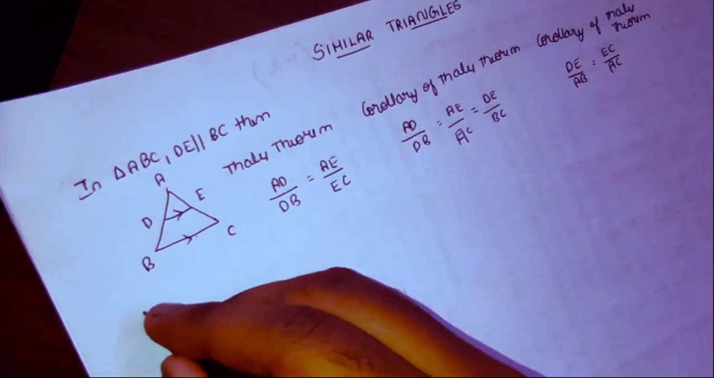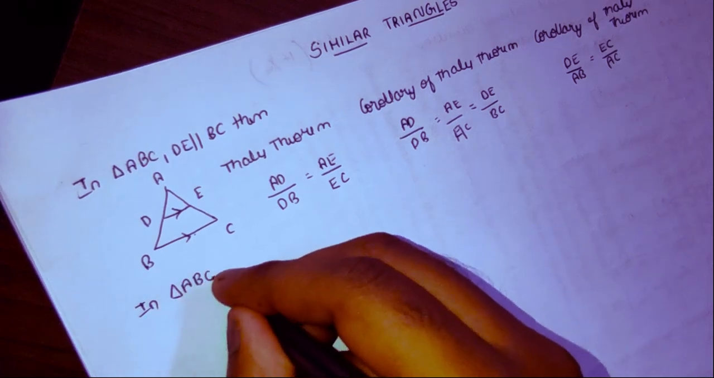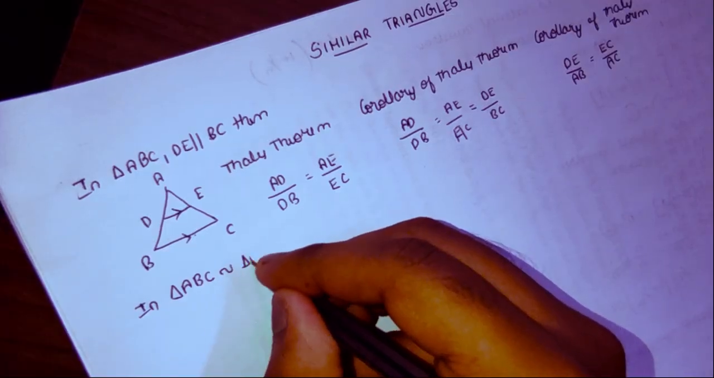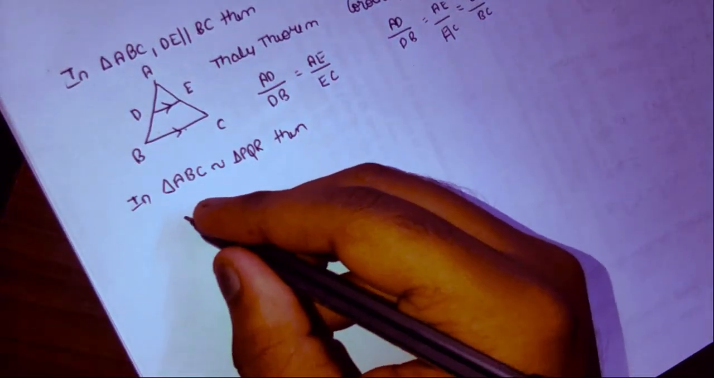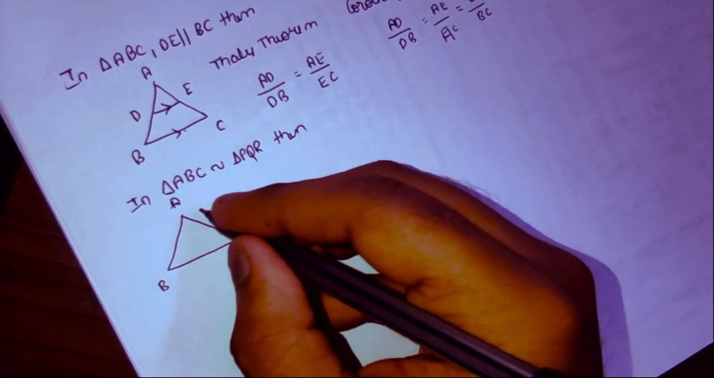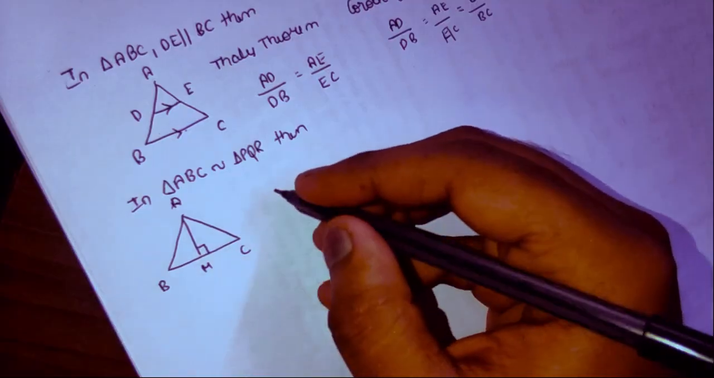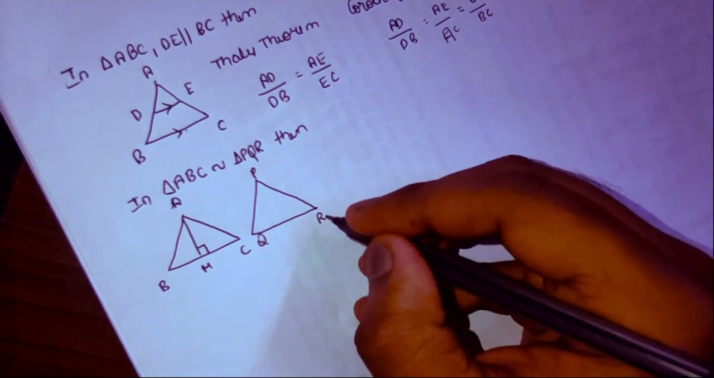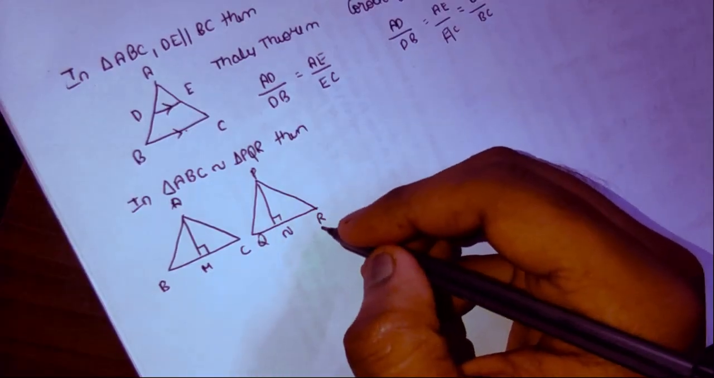So we'll take one more triangle. In triangle ABC, if they give this triangle is similar to triangle PQR, then we will take two triangles here, ABC. We'll draw a line. This is a right angle triangle AMC. We'll take one more triangle which is similar to this ABC, and we'll draw a line here, and this PNR is a right angle triangle.